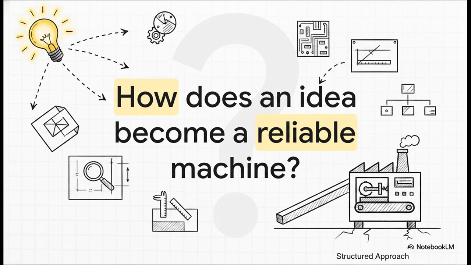How exactly does a raw, abstract idea floating around in your head actually become a reliable working machine sitting on a factory floor? I'll tell you one thing, it definitely doesn't happen by accident, and you sure can't just guess the dimensions and hope for the best. It requires a highly structured, rigorous approach. We are going to unpack that exact blueprint today, taking you all the way from the initial spark of recognizing a problem, right to the point where you ensure the final product doesn't just dramatically fail under pressure.